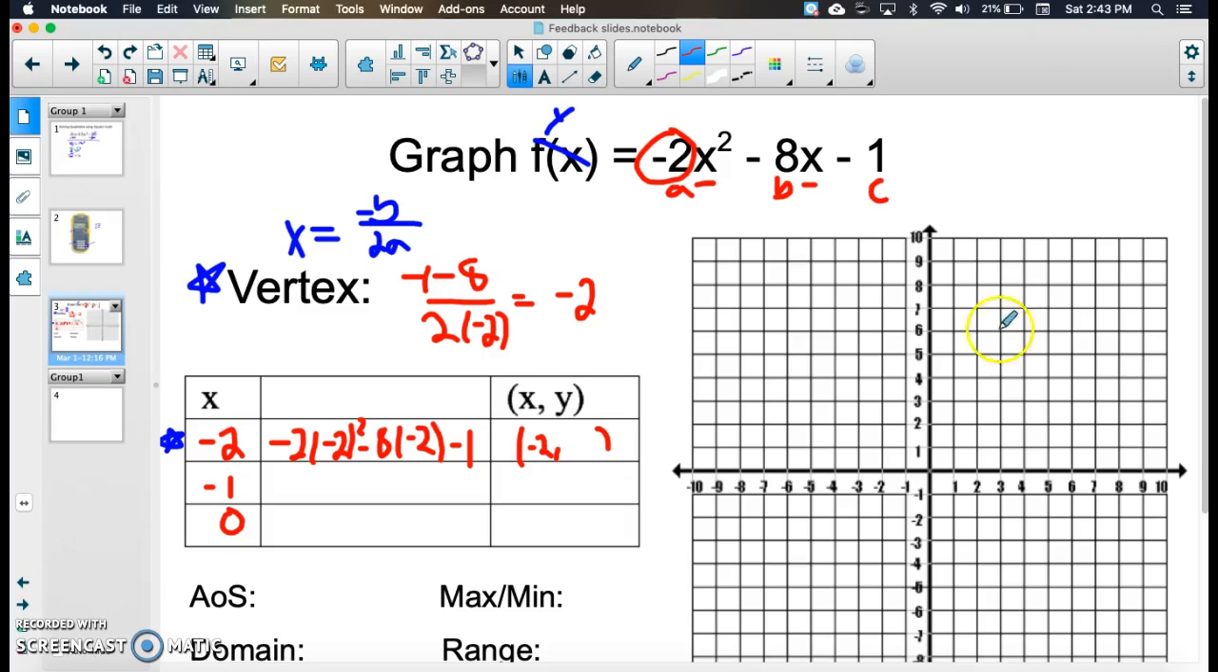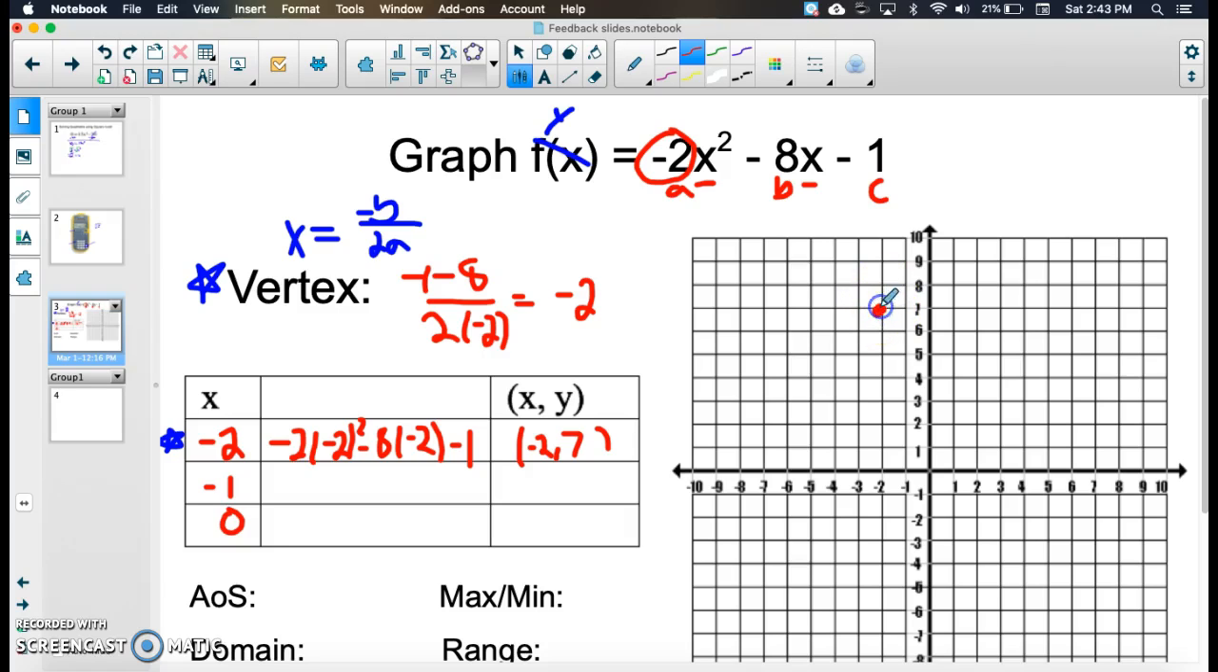The other things to touch on, once you graph the parabola. This one's going to end up being 4, negative 8, 16, 4, negative 8, plus 16, positive 8 minus 1 is 7. All right, negative 2, 7. So we'll have negative 2, 7.